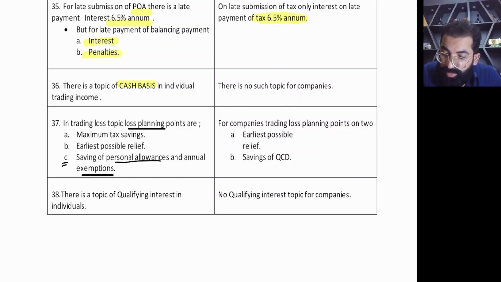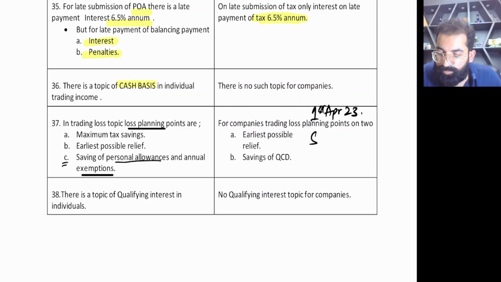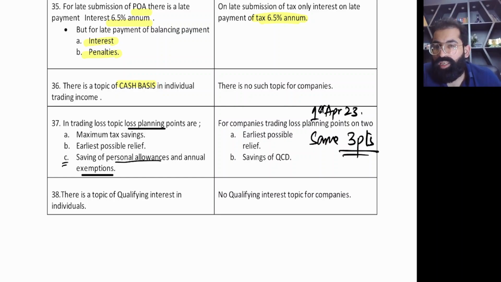Now after 1st April 23, companies also have these same 3 points. This handout is a little old. Company also has 3 points, because previously, before 1st April 23, companies were paying a flat tax rate of 19%. So there was no planning of tax rate. But now after 1st April 23, you have 19%, you have 25%, and you have a special rate of 26.5%. Remember the marginal rate. So now in companies, you still have 3 points.